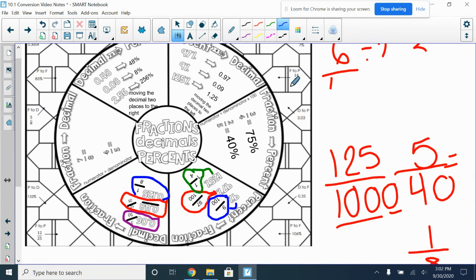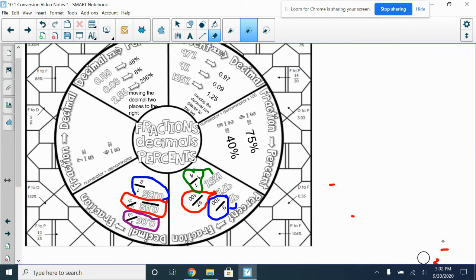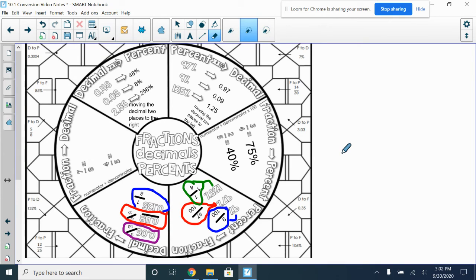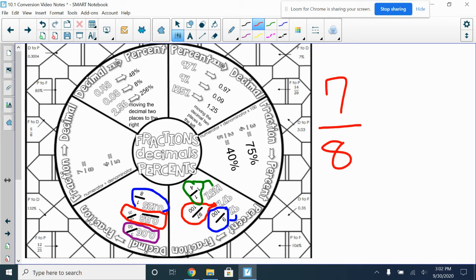And then our last one, we have a fraction to a decimal. We kind of already did that when we did our fraction to our percent. We're going to divide our numerator by our denominator. So I have 7 over 8. Our top dog goes in the house, so we are going to divide 7 by 8. 8 does not go into 7, so we're going to bring up our decimal and a 0.